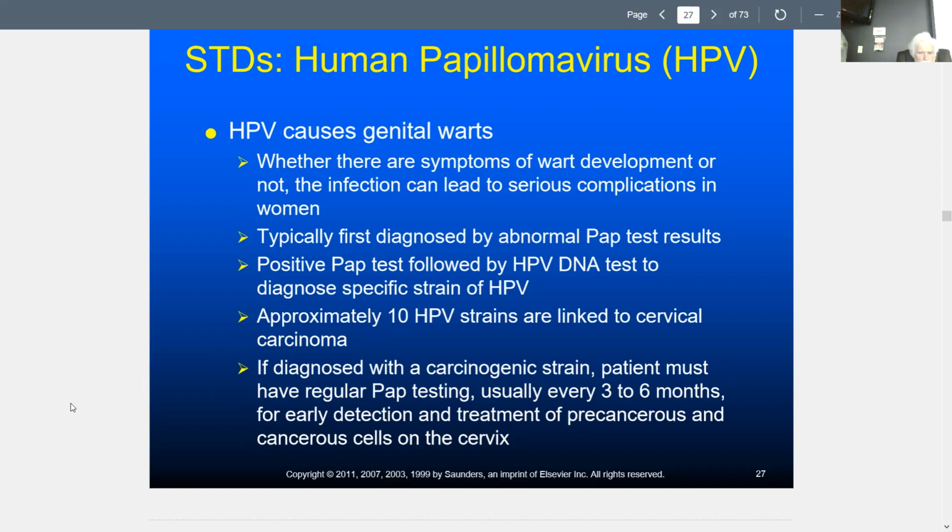C-sections too. If the doctor knows the mother has papillomavirus, they do C-sections so that the baby doesn't come through the vaginal canal and get it. Right, that's a good point. Thank you. Okay. So basically, we detect this through a pap smear.